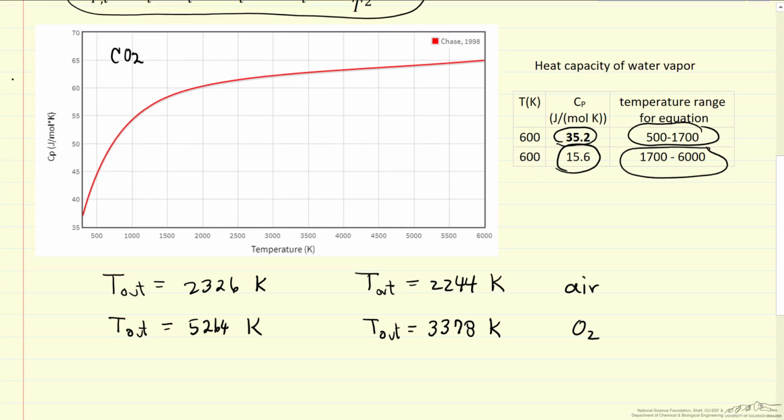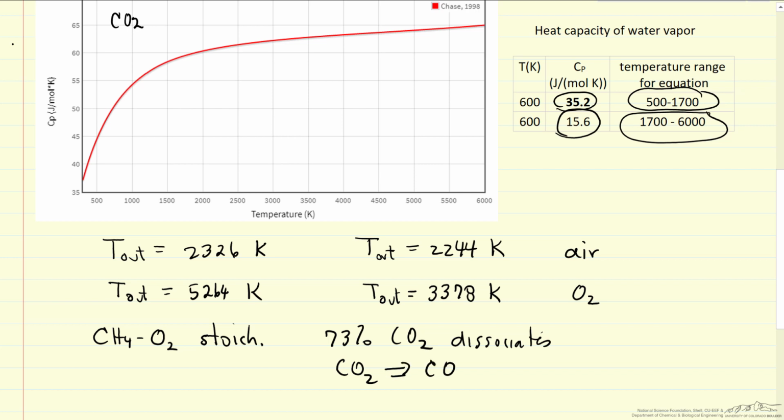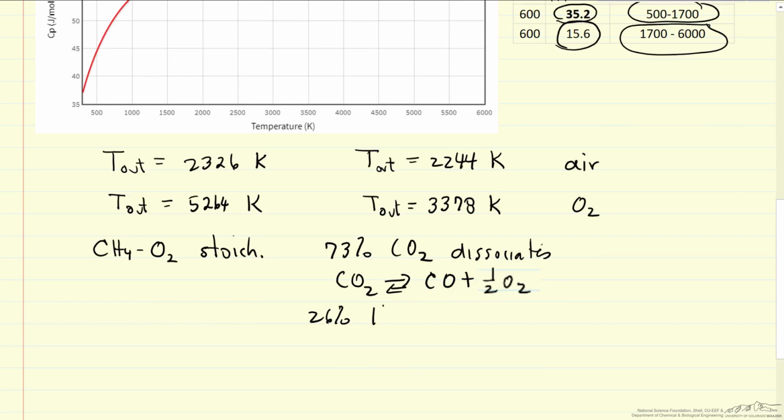And the kinds of reactions that we're talking about, if we had a methane oxygen feed, and let's say it was stoichiometric, then 73% of the CO2 that formed actually dissociates, meaning that CO2 at that high temperature goes to an equilibrium mixture of CO and oxygen, and 26% of water dissociates. So water dissociates into hydrogen and oxygen. And we also have the potential to get a small amount of additional dissociation, where H2 can dissociate. We can get hydrogen, oxygen, O2 dissociation, and OH.